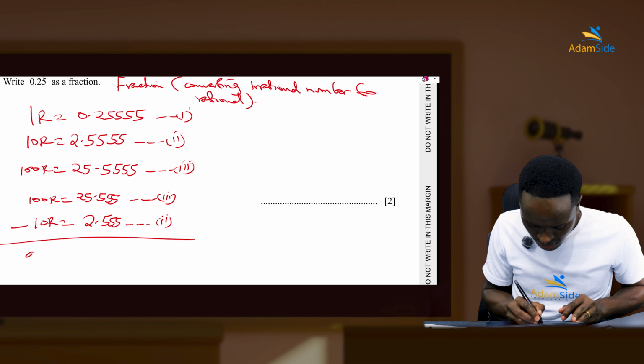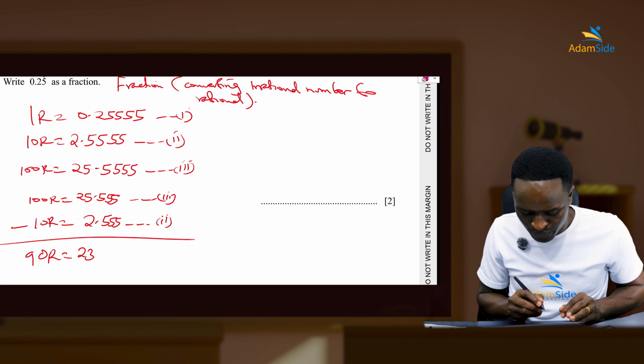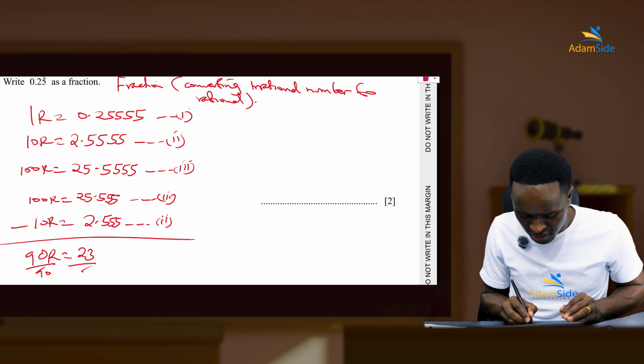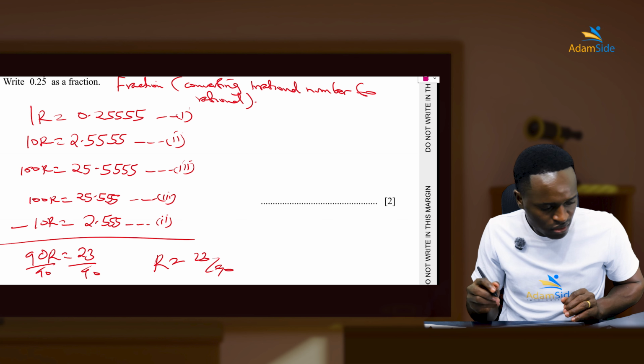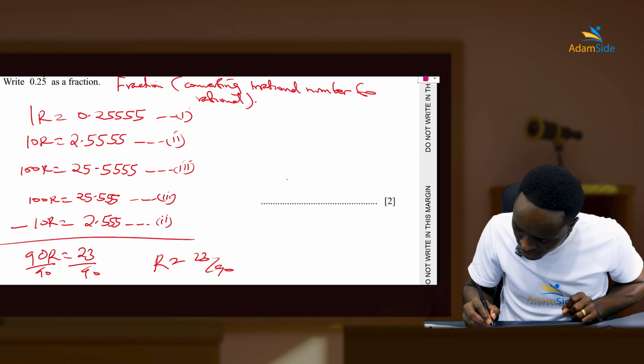If you do that, you get 90R is equal to 23. Divide by 90, therefore R is 23 over 90. That becomes your answer, 23 over 90.